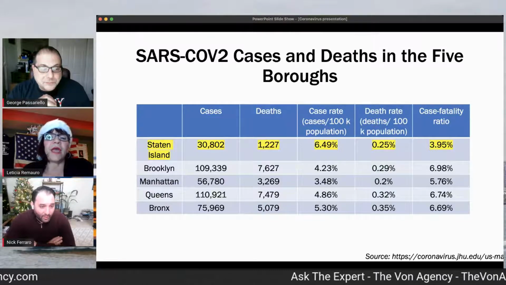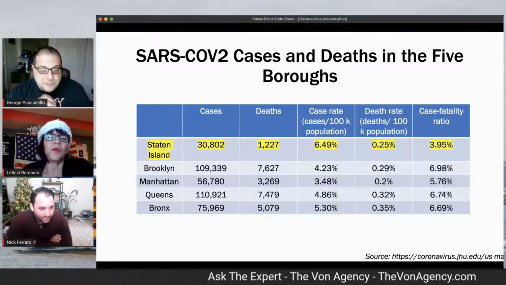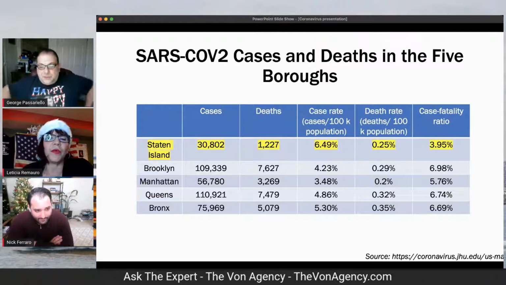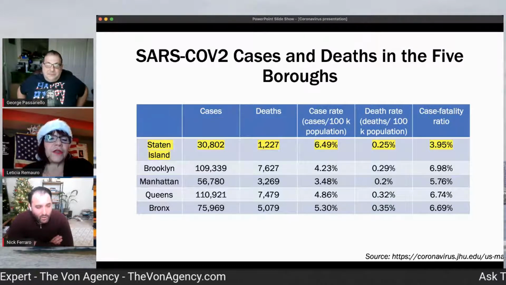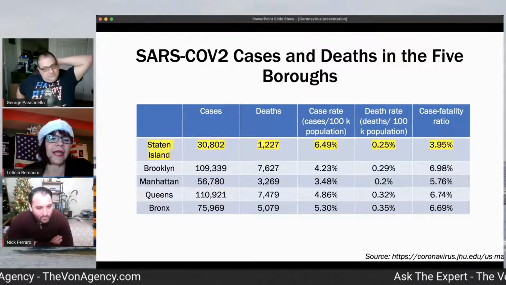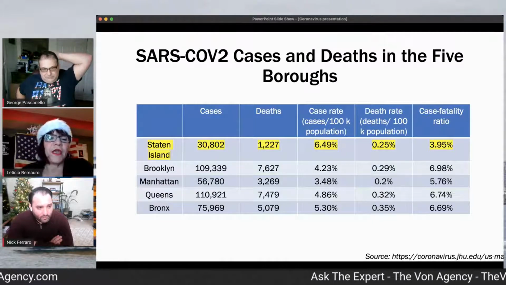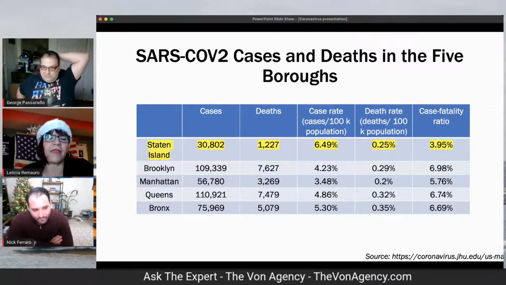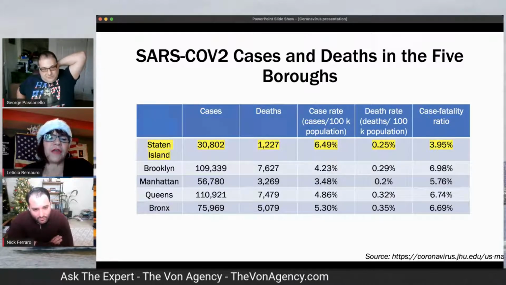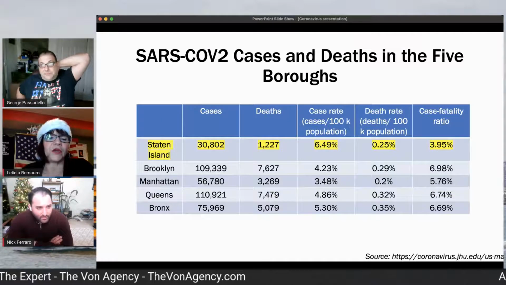Yeah, it would be interesting to look at. Our number one employer on Staten Island is healthcare. So the majority employment in Staten Island is our first responders. Healthcare, and then we have the largest numbers of teachers, firefighters, police, and corrections.